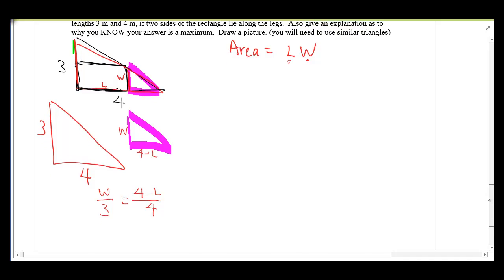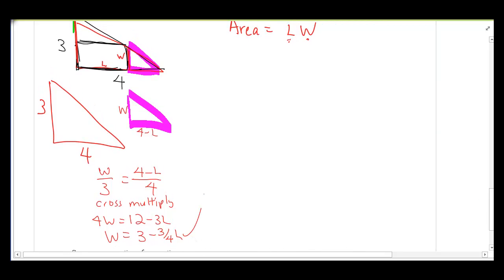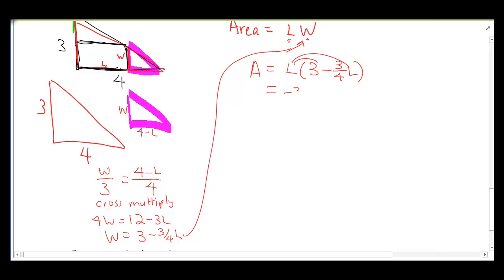How is this going to help us out? We can cross multiply. And the goal is to solve for one of the variables. So 4W equals to 3 times 4 is 12 minus 3L. I'll solve for W. 12 divided by 4 is 3. 3 minus 3/4 L. Once again, why is this helpful? Hello, we can put this into our area equation. So area equals to length times width. And our width now is an expression that can be written using length. We'll distribute. And there's your equation for area.